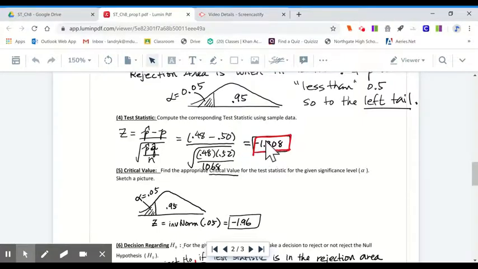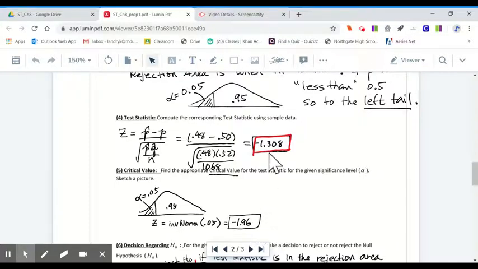I'm sorry, test statistic. Okay, the next step is to find the critical value to compare to this test statistic, which is the cutoff point for the rejection area. And it's a z-score that has 0.05 area to the left, which is inverse norm 0.05, which is negative 1.960.